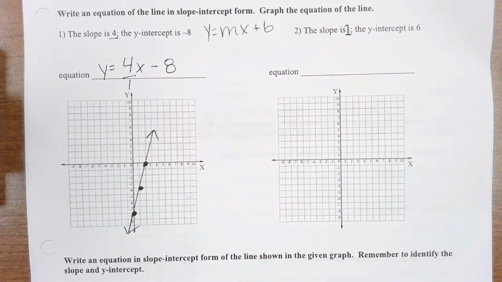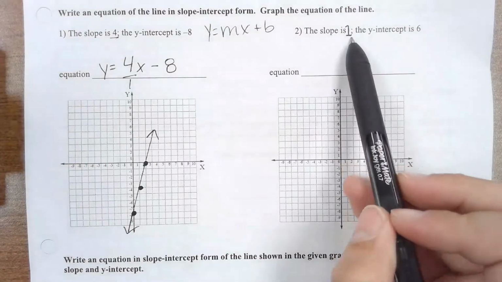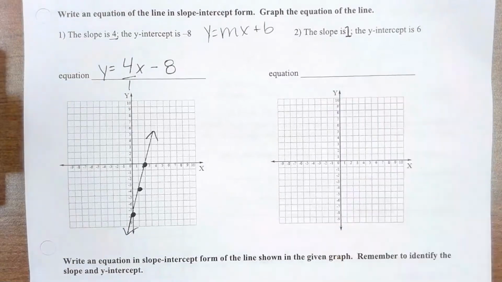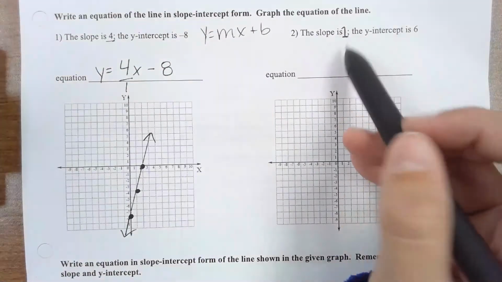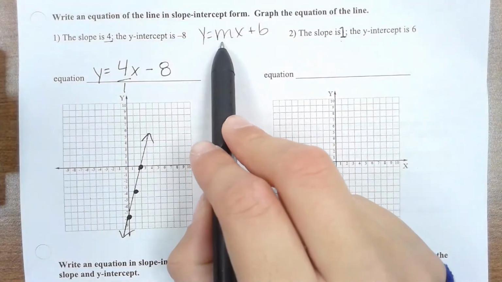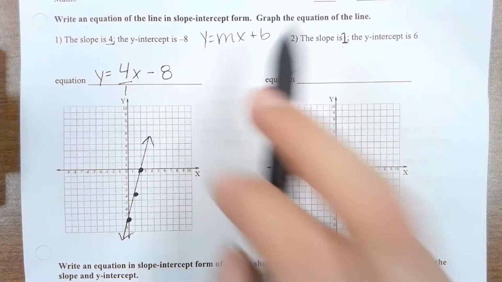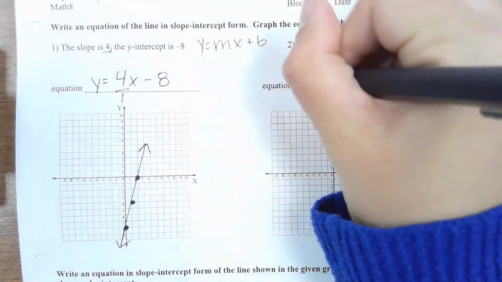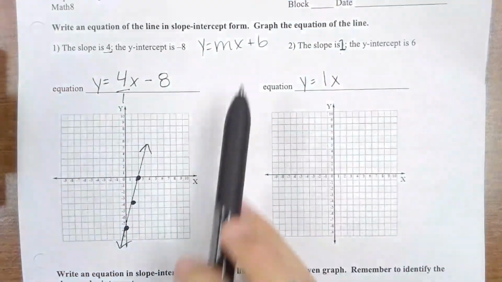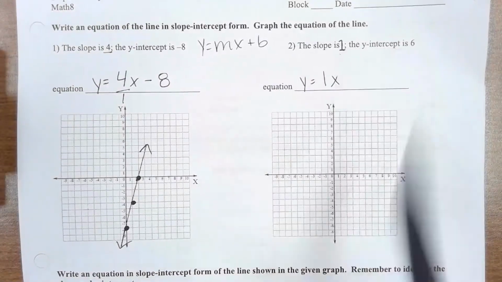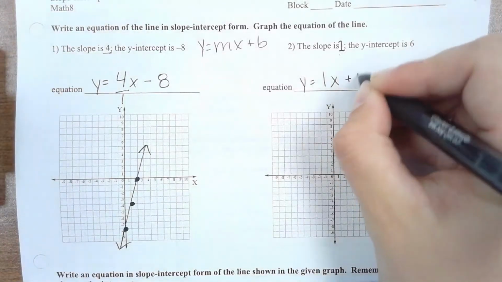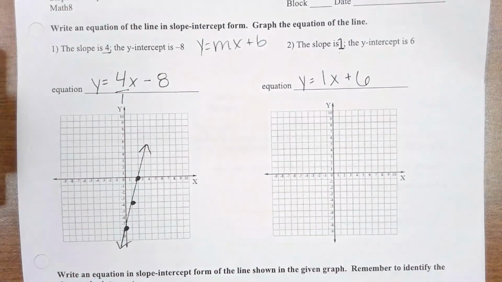Okay, so let's do the same thing for the second one. So this says that the slope is 1 and the y-intercept is 6. So again, if my slope is 1, I'm going to plug that into my slope here for m. So it's going to be y equals 1x plus b. So plus b is my y-intercept of 6. So our equation is y equals 1x plus 6.